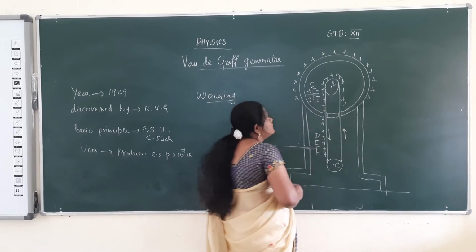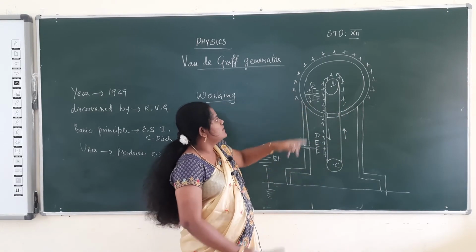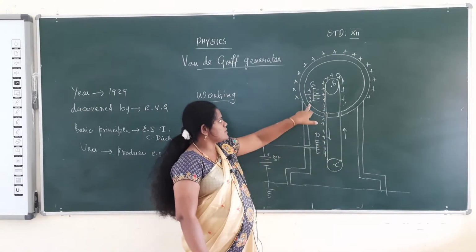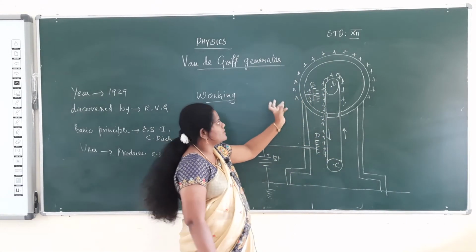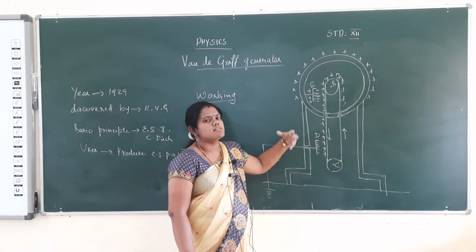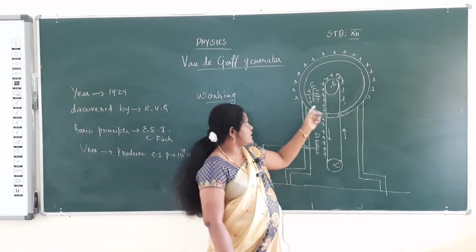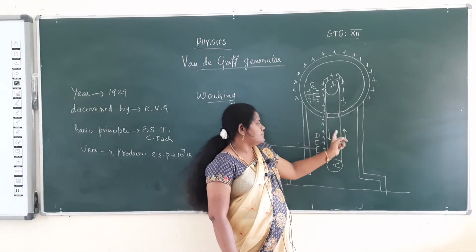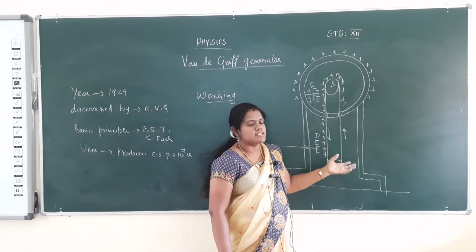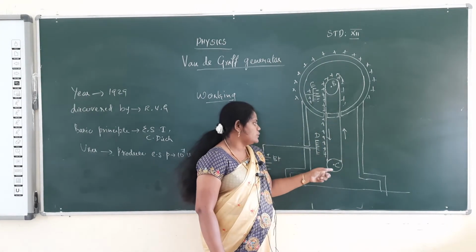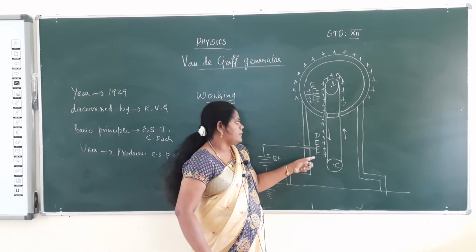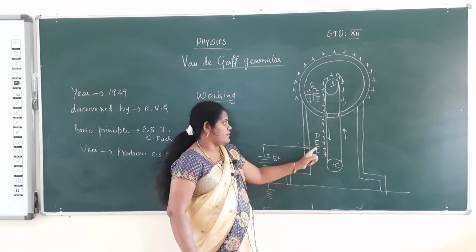Then the positive charges will be repelled and will move to the outside of the chamber. So this process will be continuously created, and the positive charges will be moving on the belt from B to D. The charge reduces, and after it comes to C, it will again gain the voltage from the battery by way of the comb.